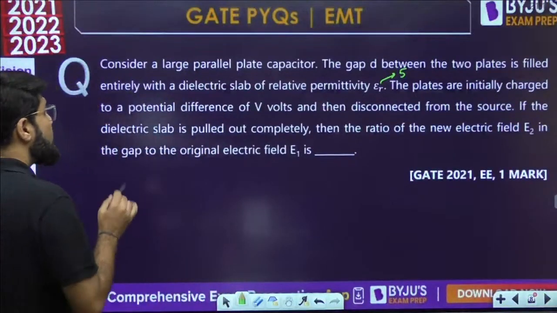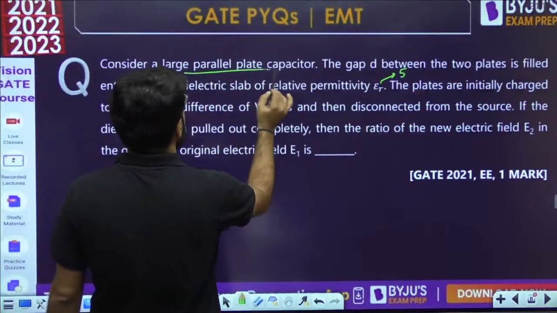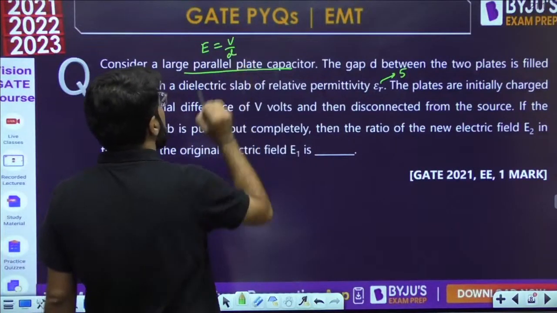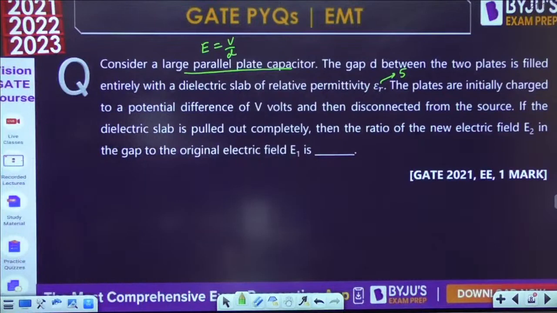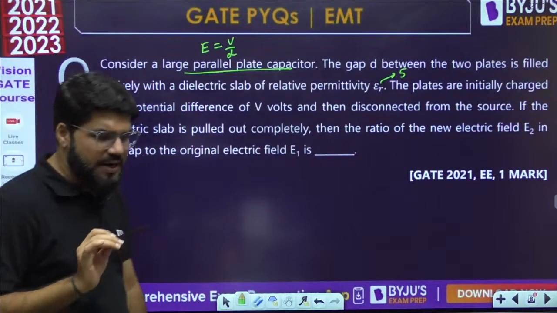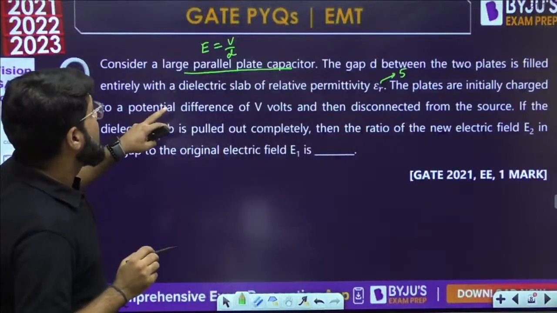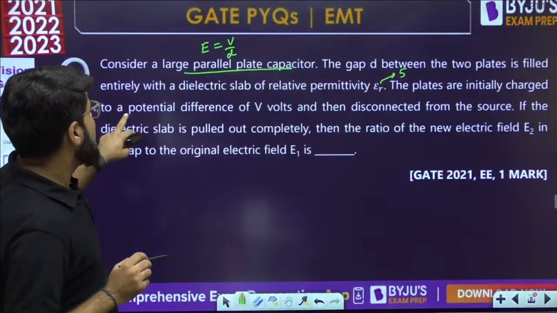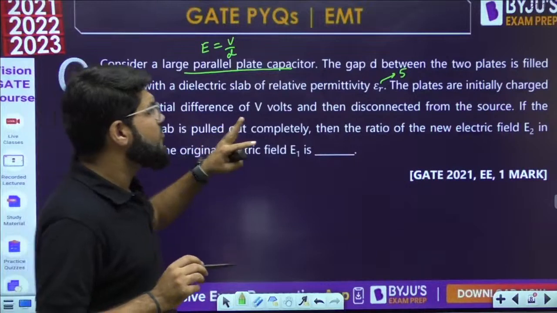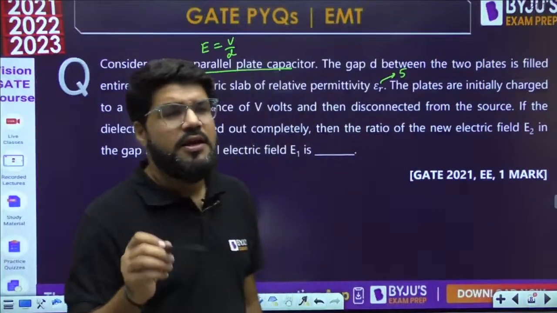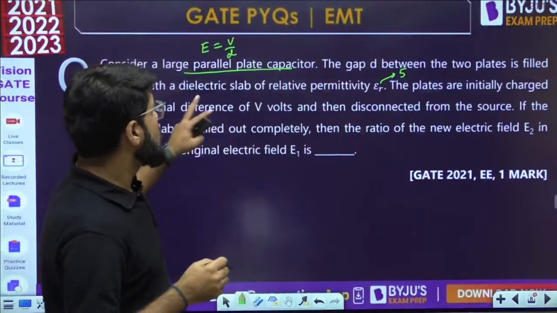Now for a parallel plate capacitor, electric field is simply equal to the potential difference between the plates divided by the plate separation. It is simply V by D, a uniform field. But what they're telling is it is charged to a potential of V and then disconnected from the source. So there cannot be any more gain or loss of the charge.